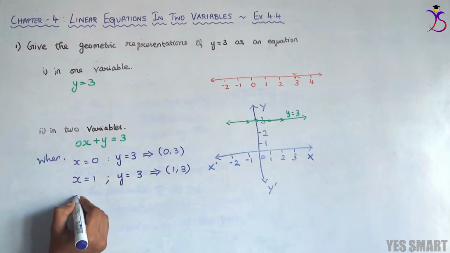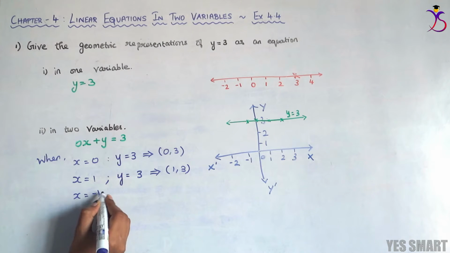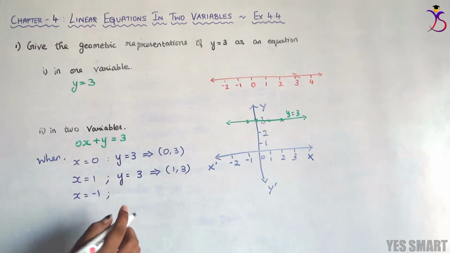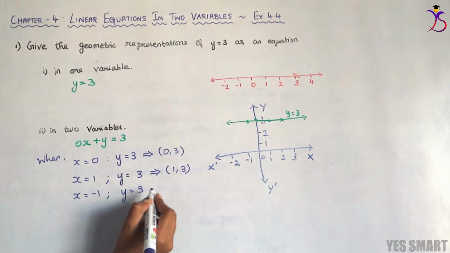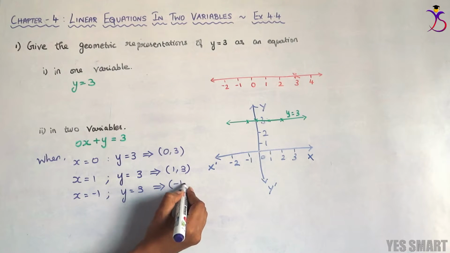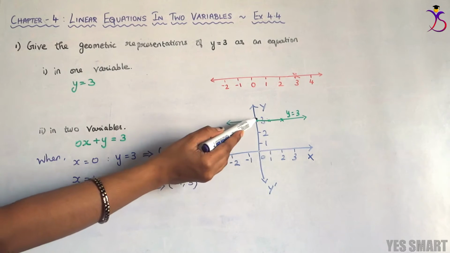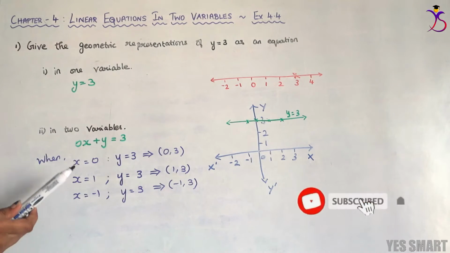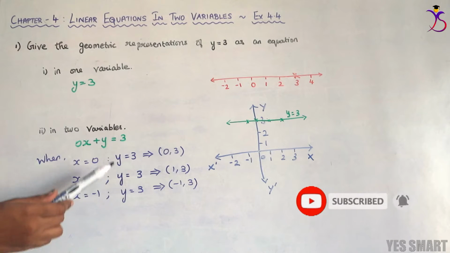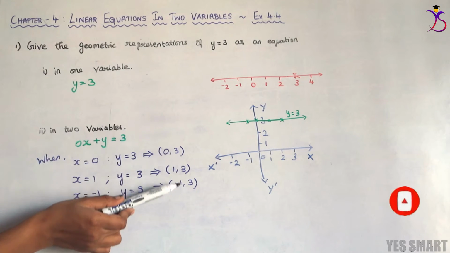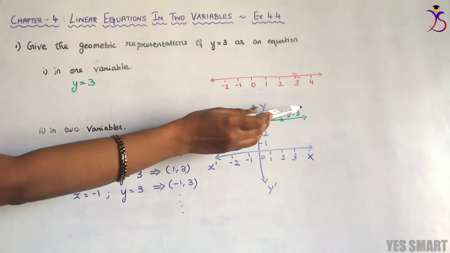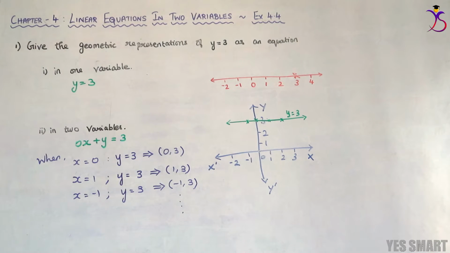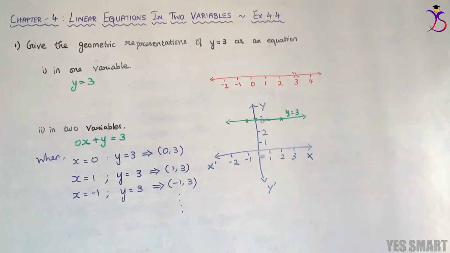We can even try with negative numbers for our clarity. When x is equal to minus 1, we get y equal to 3. Therefore the point is (-1, 3), which will be here. Therefore, on substituting different values of x, this line extends in both directions. The points go on for different values of x. Hence we got a line which is parallel to the x-axis and 3 units above the x-axis. Hence we have represented the given equation with two variables.